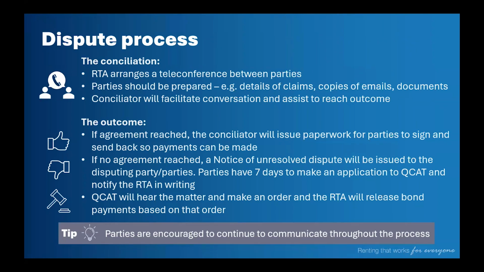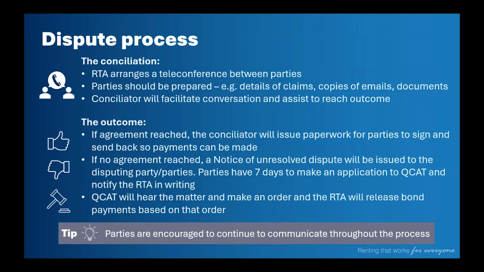If agreement is reached between the parties, the conciliator will arrange paperwork documenting the agreement to be issued to the parties for signing, returning to the RTA, and for payment to be made. If agreement is not reached through the teleconference, the disputing party will be issued a notice of unresolved dispute and have 7 days to notify the RTA that an application to the Queensland Civil and Administrative Tribunal, or QCAT, has been made. If they make the application and notify the RTA in writing that they have within the 7-day timeframe, the RTA will continue to hold the bond until the tribunal hearing and an order is made.